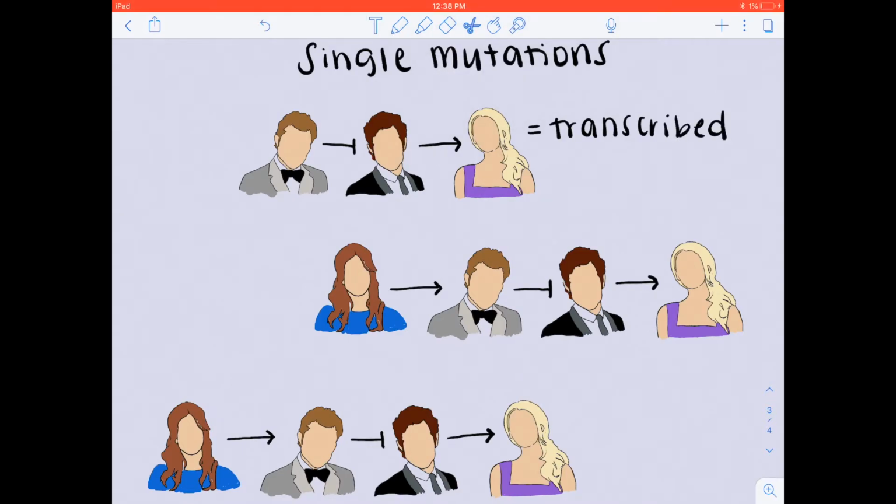In the second single mutation, the Chuck gene is now going to be eliminated. This means that there is nothing repressing Dan, which means Dan is going to be able to activate Serena, and Serena is going to be transcribed.